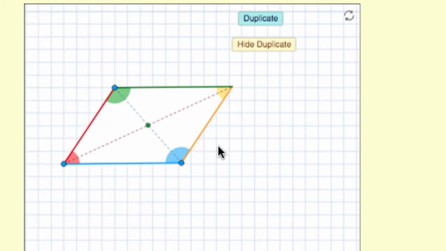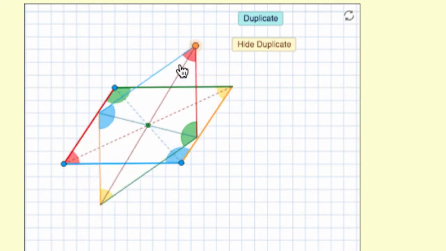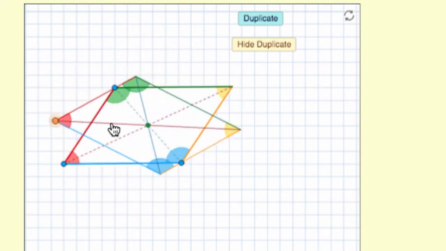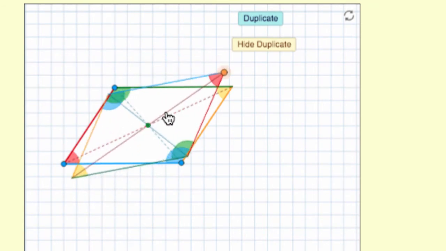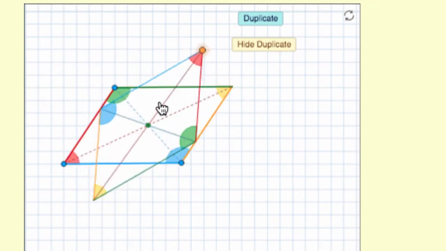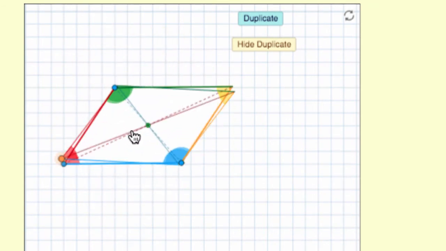Okay, so there's this interesting GeoGebra. I'm going to duplicate it, and then I'm going to rotate. See how it's symmetrical? That means both pairs of opposite sides are congruent, because I rotated 180 degrees, and the sides are congruent to each other.